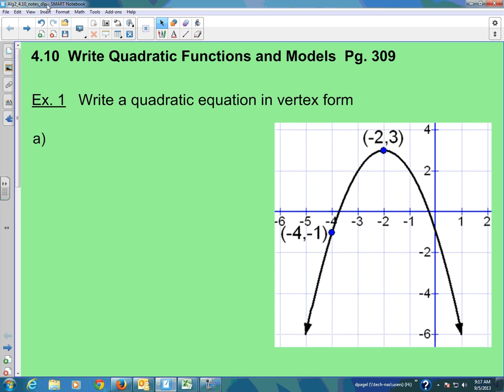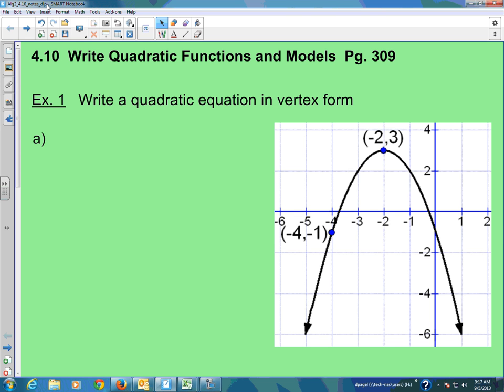Functions. We're going to do writing quadratic functions in models. This would be applicable for the application of quadratics. We go out, we gather data, we take that data, and we plot that data on an XY graph representing whatever it is that we're looking at.